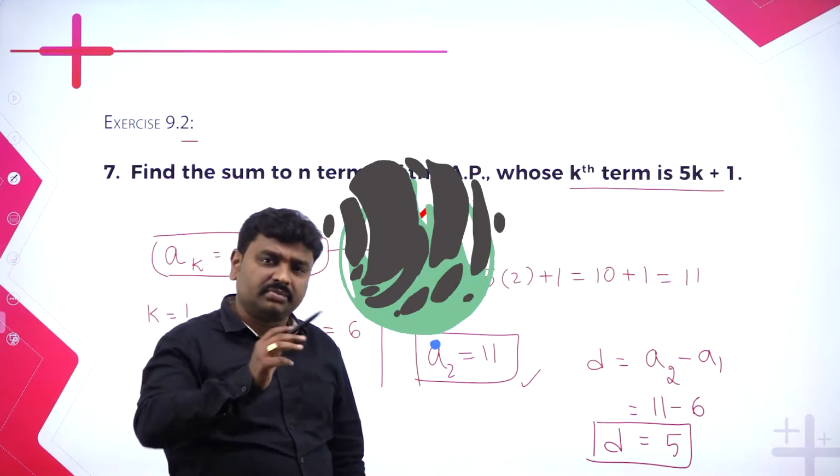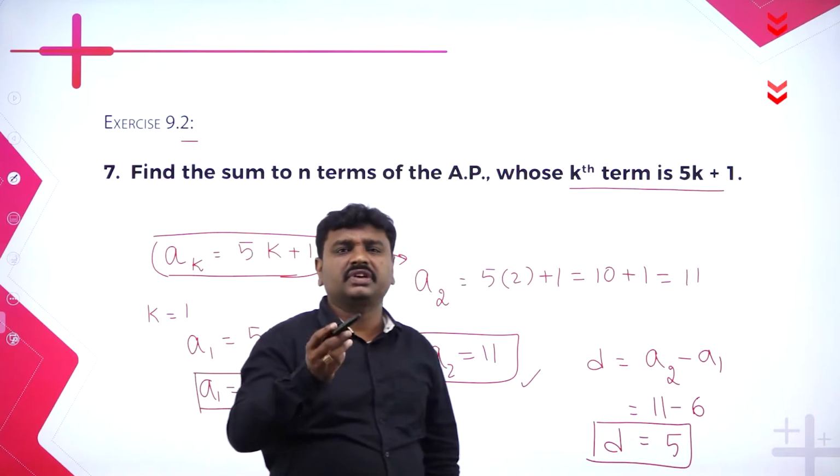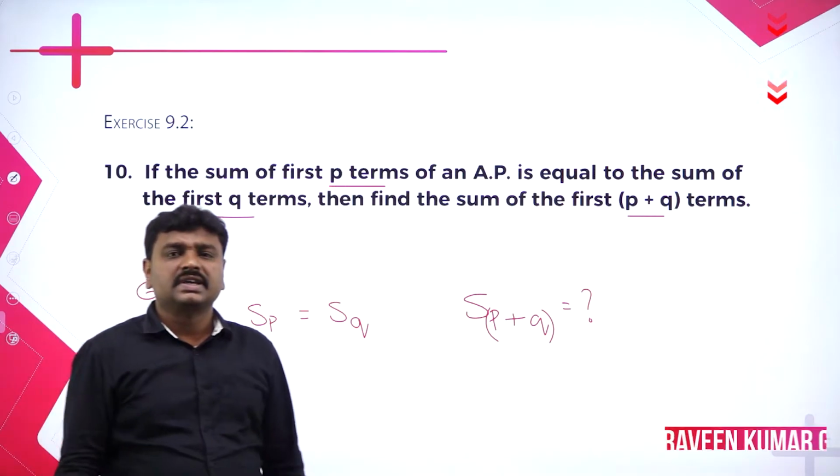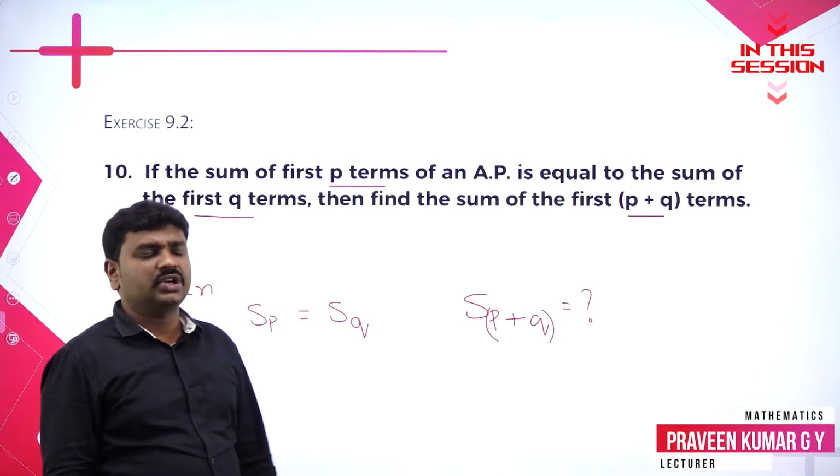Common difference is the second term minus the first term, or the difference between consecutive terms. What is Sn? Sn is n by 2 into 2a plus n minus 1 into d.